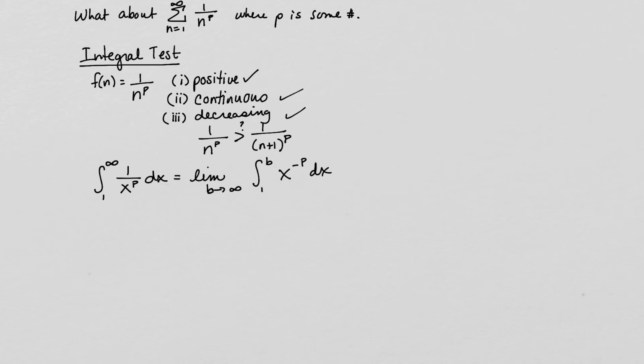So how do you integrate x to a power? What do you do to integrate that? Like, if I was integrating x to the 7th, what would you do? Yeah, you add 1 to the power and then divide by that number. So we're going to do the same thing here. This is going to be the limit as b approaches infinity of x to the minus p plus 1 divided by minus p plus 1, evaluated from 1 to b.